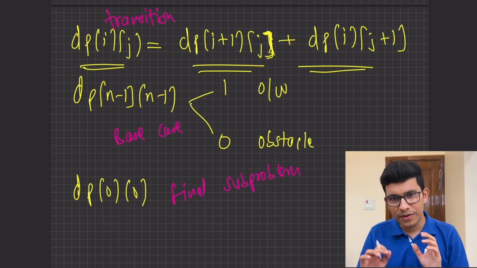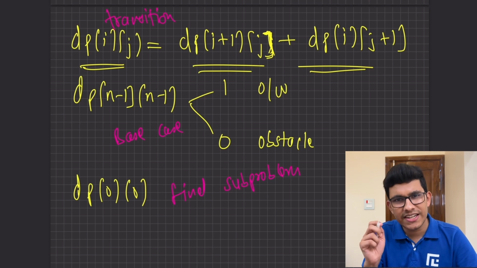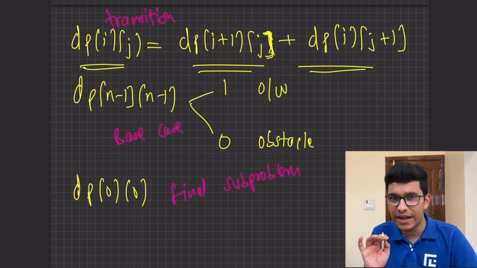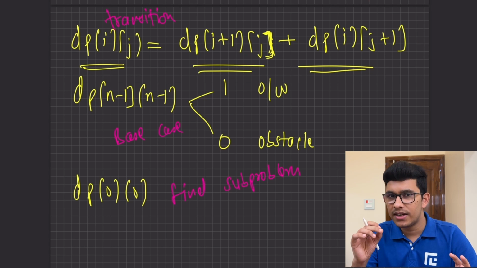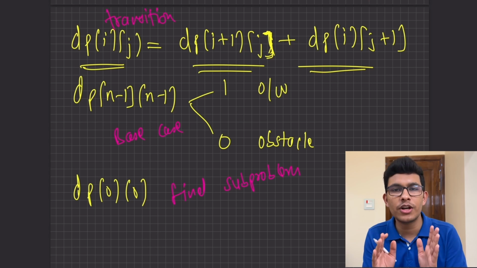Okay. So before we actually look at the solution, let's try to look at the time complexity. The time complexity is pretty obvious. The number of states are n into n square states, and the number of transitions are just 2. So the transition time is just going to be order of 1.